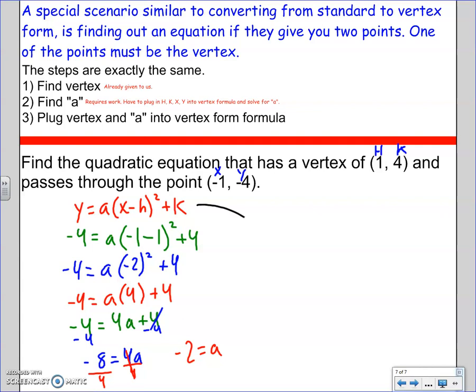But we now have a, we have h, we have k. Go back to this form right here, plug it in, and you're done. So leave y alone. A we found is -2, parentheses, leave x alone. -h, so -1, close parentheses squared, then k is +4. And that is the answer.